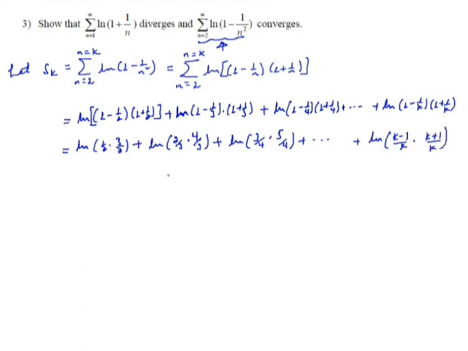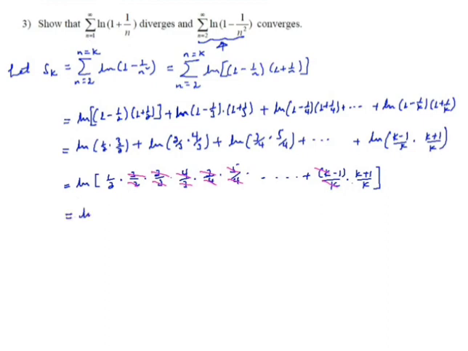By the logarithmic property of sums, this becomes ln of 1 over 2 times 3 over 2 times 2 over 3 times 4 over 3 times 3 over 4 times 5 over 4, and so on, until k minus 1 over k times k plus 1 over k. Now the terms cancel: 3 by 3, 2 by 2, 4 by 4, 3 by 3. So the last term remaining in this simplification is ln of 1 over 2 times 1 plus 1 over k.